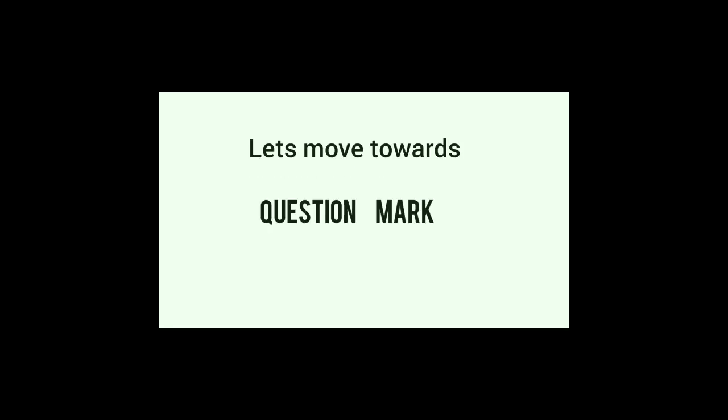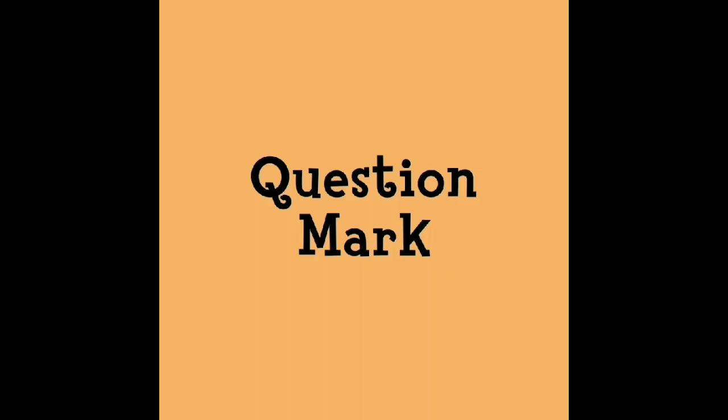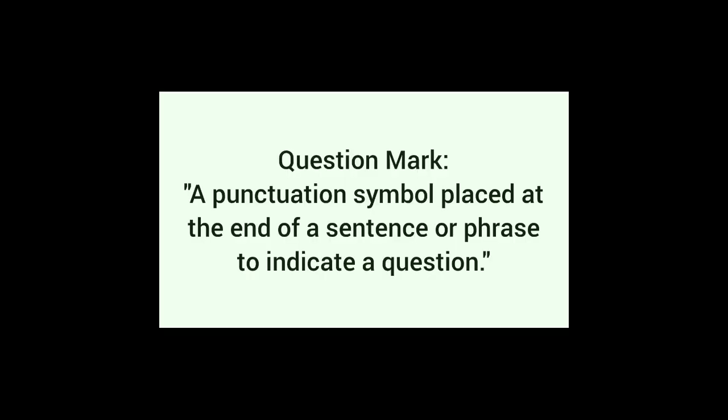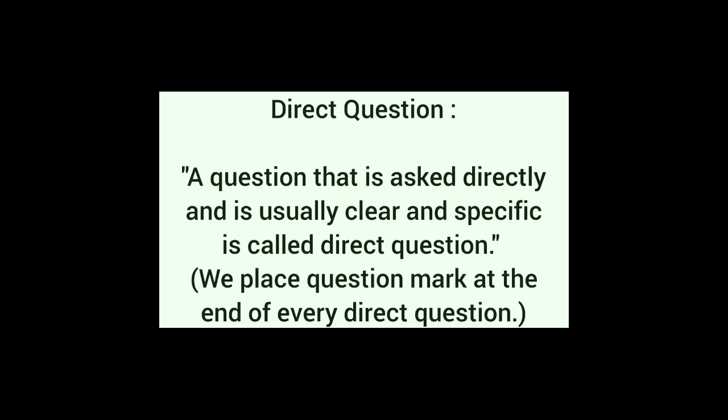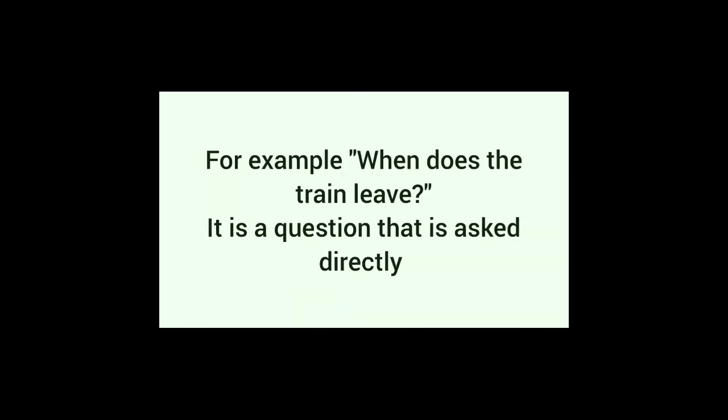Let's move towards the question mark. Question mark: a punctuation symbol placed at the end of a sentence or phrase to indicate a question. Do you know about direct and indirect questions? A question that is asked directly and is usually clear and specific is called a direct question. We place a question mark at the end of every direct question. For example, when does the train leave? It is a question that is asked directly.